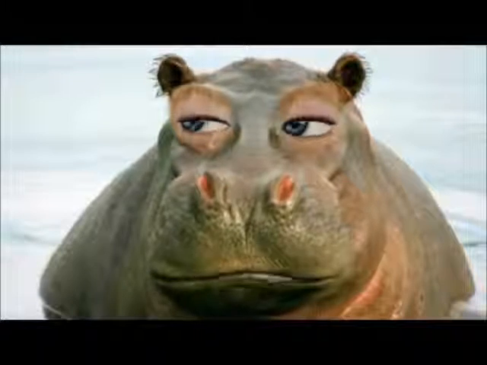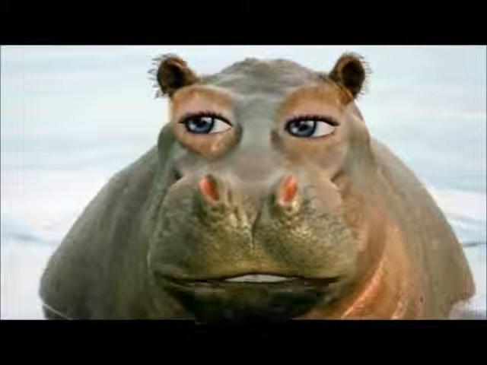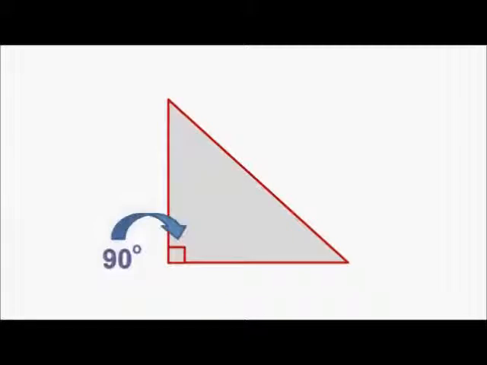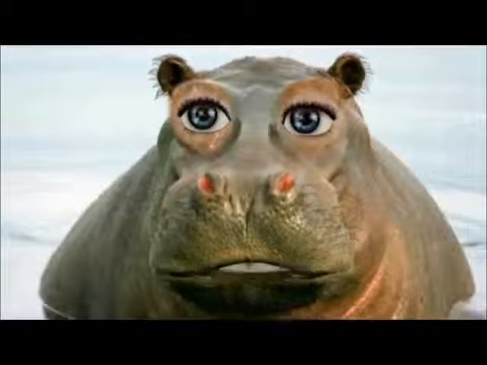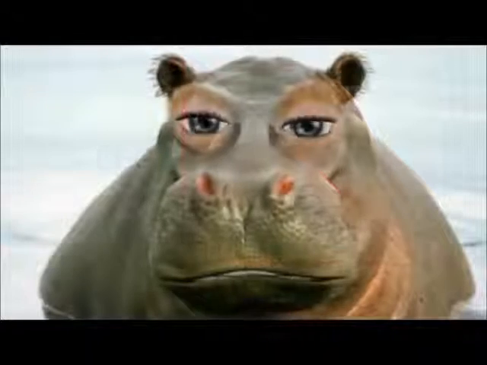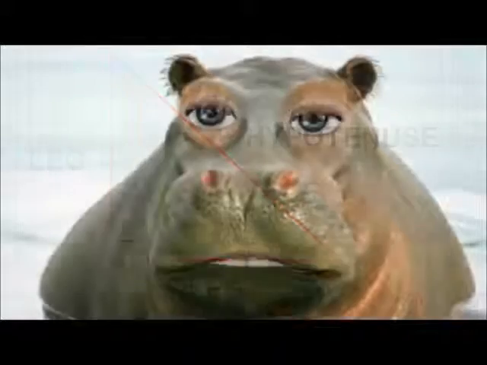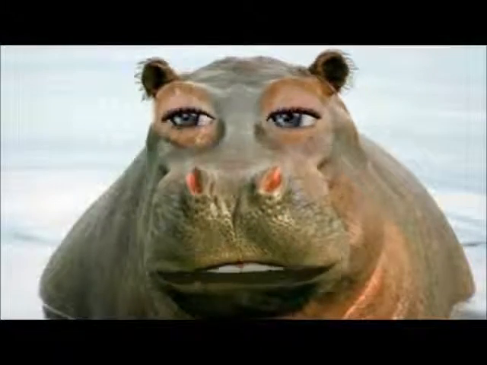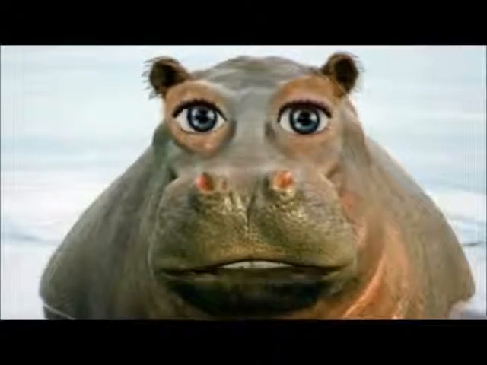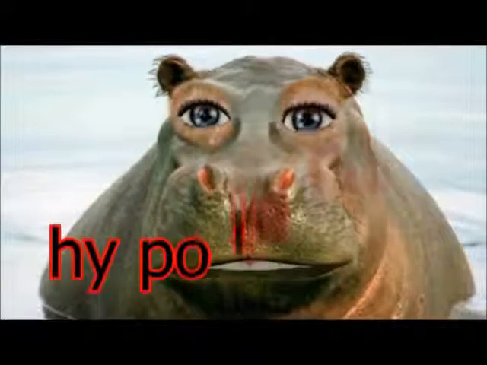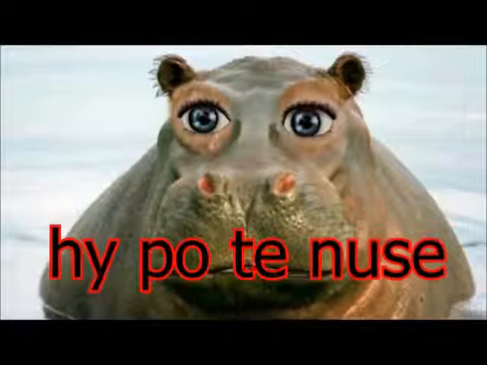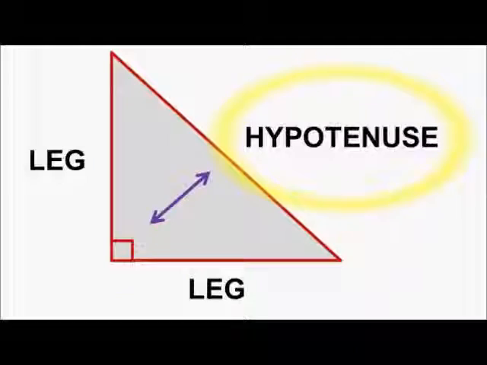Well, let's see. A right triangle has one angle that equals 90 degrees. It has two legs and a hippopotamus. Oh, wait. I mean hypotenuse, which is the biggest side. It's like a hippopotamus because it's big, but it's called a hypotenuse. If you look closely, you'll see the hypotenuse is opposite of the right angle.